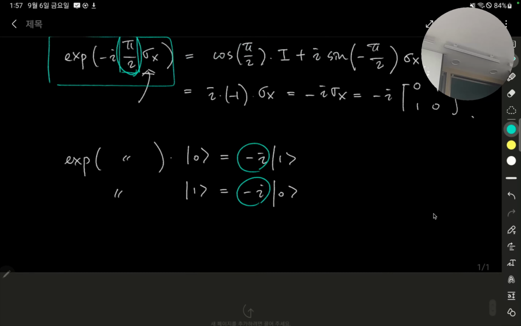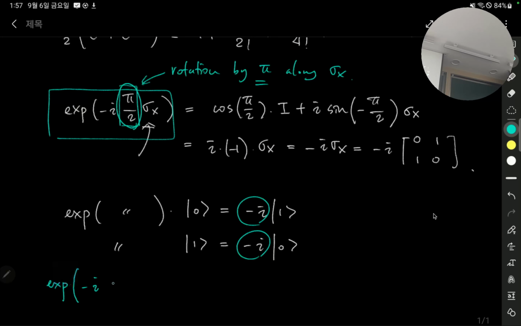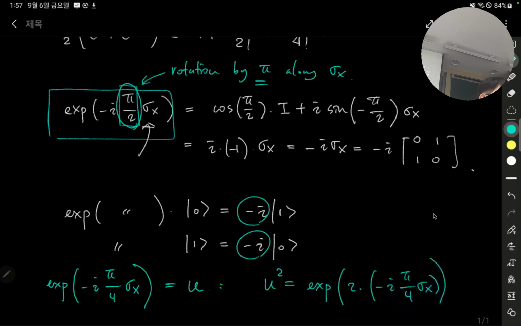So what if I take minus pi sigma x instead? So I get something, right? Let's say I get u. If I do u twice, then what I get is the exponential of twice this Hermitian operator, because of the property of the exponential. I get this pi rotation of sigma x. So basically, it's the same as sigma x.